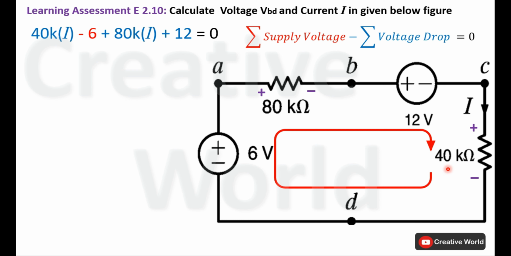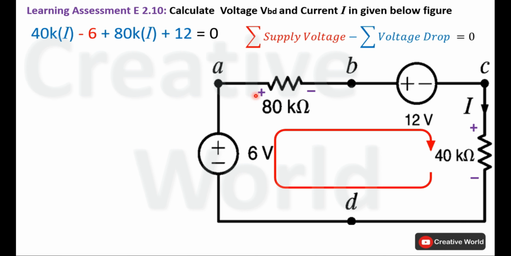We will start from this 40 kilo ohm resistor. Current is entering from the positive terminal of this resistor, so the voltage of this resistor will be taken with positive sign. Voltage across this resistance will be I multiplied by R. R is 40 kilo ohm and the current is labeled with I. So the voltage of this resistance will be 40 kilo multiplied by I. Move towards the next element, that is the voltage source. Current is entering from the negative terminal of this voltage source, so its voltage will be taken with minus sign, minus 6. Next is the resistive element.